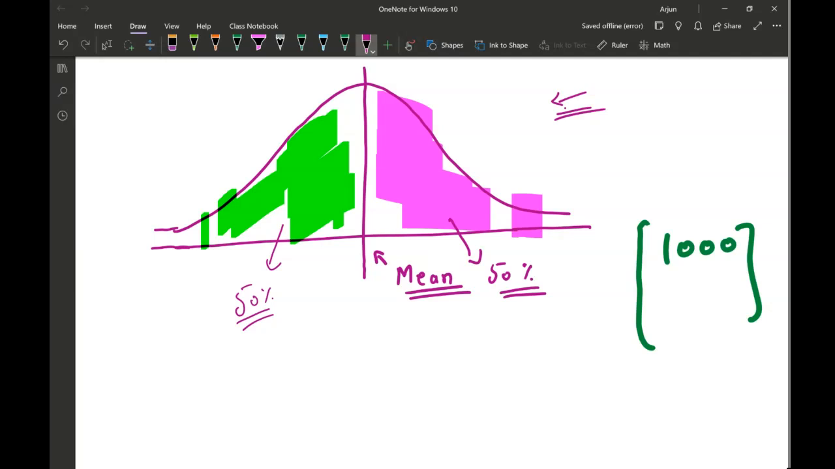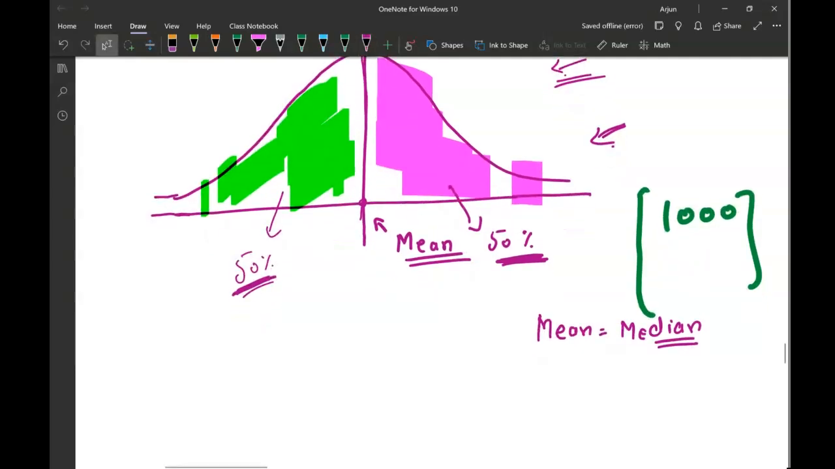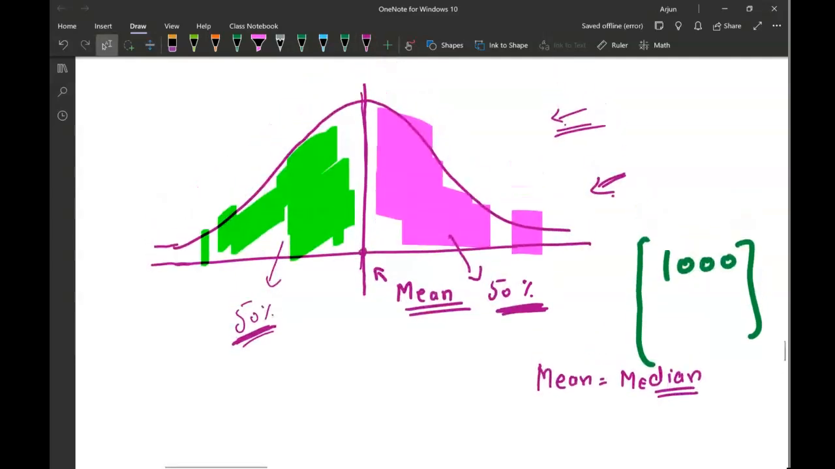Now with this, another question will come to your mind: if 50% of the data points are on the left hand side and 50% on the right hand side, then this should also be called the median line, isn't it? Yes, for a perfectly normally distributed graph, mean will be equal to median. Okay, so that's what normal distribution graphs look like.